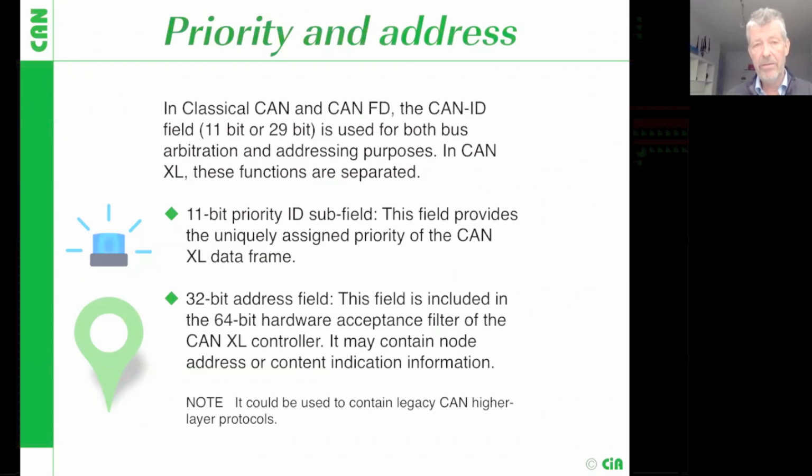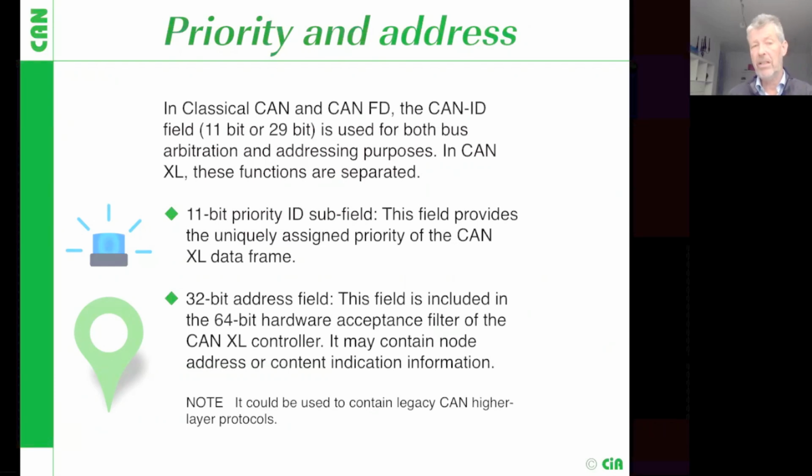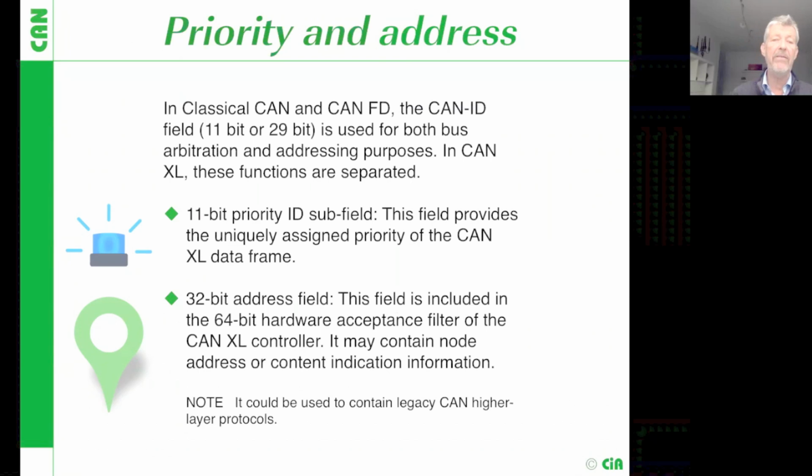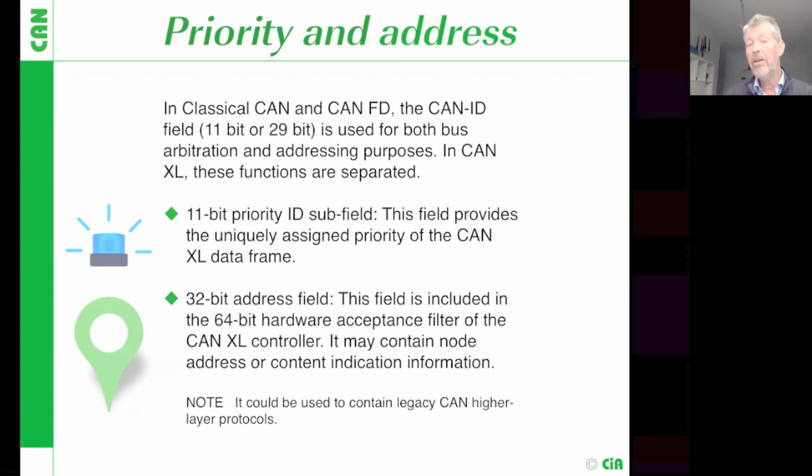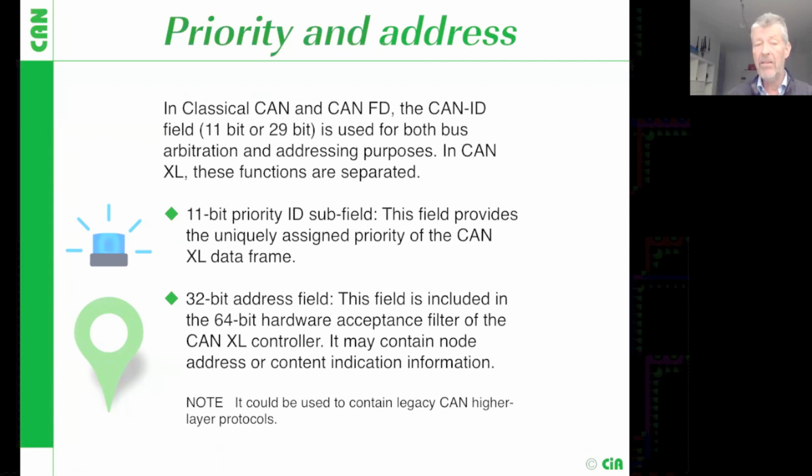So what is different with a completely new approach is the separation of priority and address. In classical CAN, as well as in CAN-FD, the CAN identifier field is 11-bit or 29-bit long, depending which format you are using. And it is used for both, for the arbitration and the addressing purposes. In CAN XL, these functions have been separated. We have an 11-bit priority field or subfield.